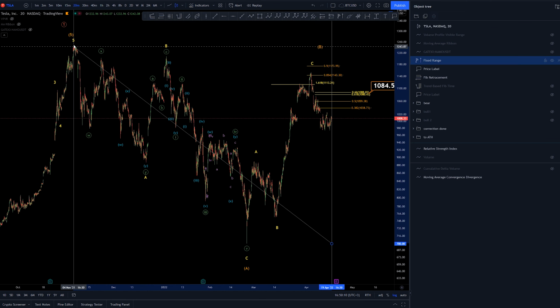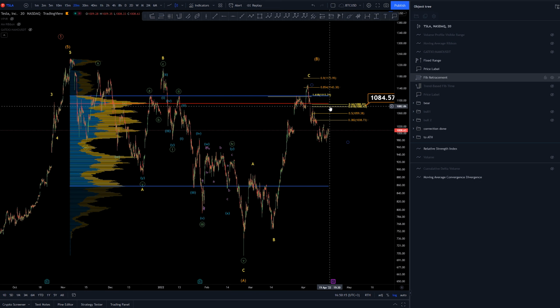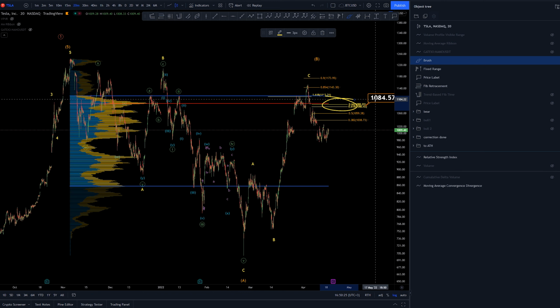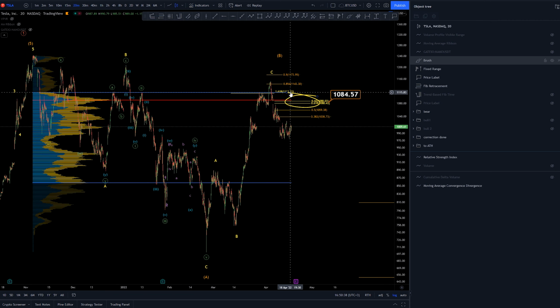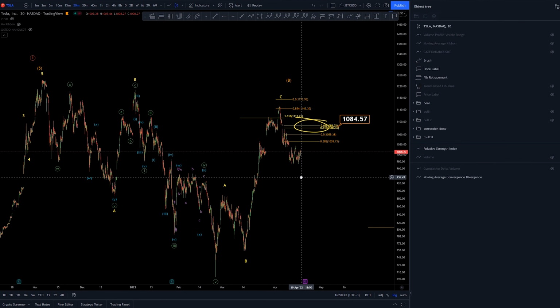Let's check out this here as well. Point of control around the golden pocket of this retracement, providing us resistance around that 1080 area, and just above that we have the range value area high as well, providing us more resistance if we would like to go to the all-time highs. I'm not personally seeing that, but it's definitely a possibility.